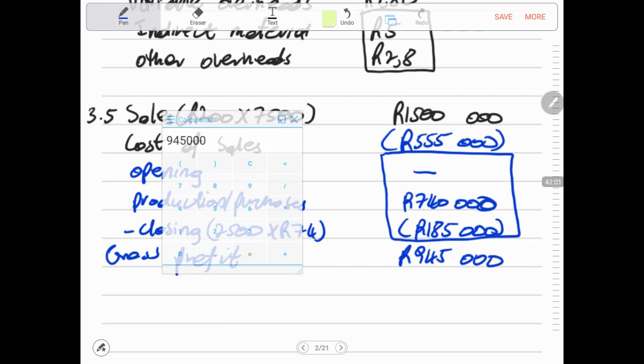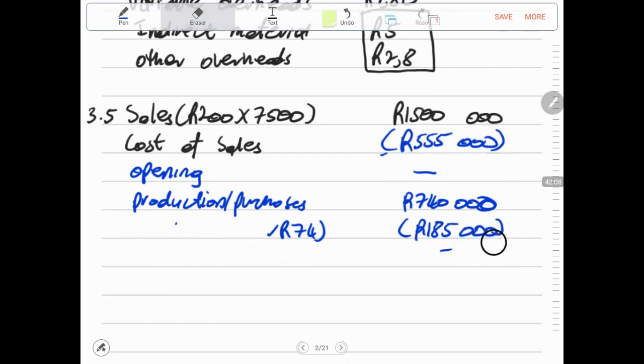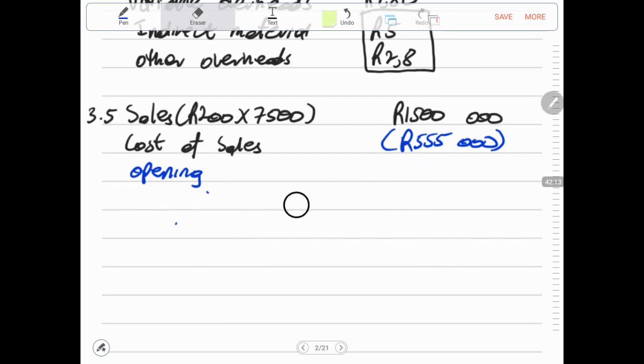Now let me withhold it there. You see how the figures look. This was my own approach. But cost accounting will tell you, don't be wasting time saying opening plus production. They simplify things for you. They just say cost of sales. We focus on the inventory that was sold: 7,500 times 74 rands. We only sold 7,500, so we are looking at the cost of exactly what we have sold. We don't have to be saying opening minus closing to get to the cost of sales.